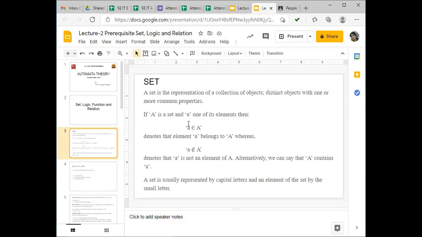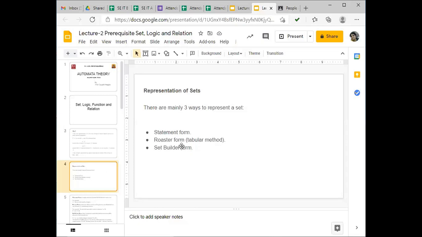And the representation of an element a belonging to the set A is a ∈ A. Capital A is our set and small letter a is an element, right? And how we represent does not belong: with a slash over the belongs-to symbol. Okay, so a set is usually represented by a capital letter and an element of the set by a small letter. These are the things that you should remember so that we can use the same thing in our subject.